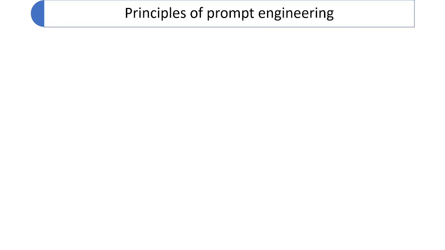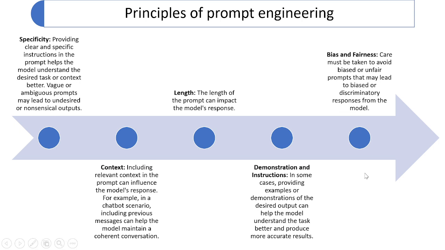Now I'll discuss what are the principles of prompt engineering. The first principle of prompt engineering is specificity. Providing clear and specific instructions in the prompt helps the model understand the desired task or context better. Ambiguous prompts can lead to undesired or nonsensical outputs. To get a good output, whatever prompt we are writing should have specific and clear instructions. So the first principle is specificity.